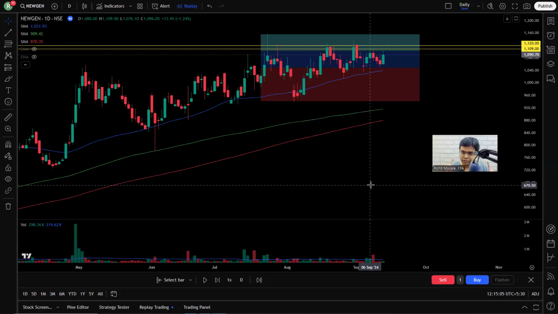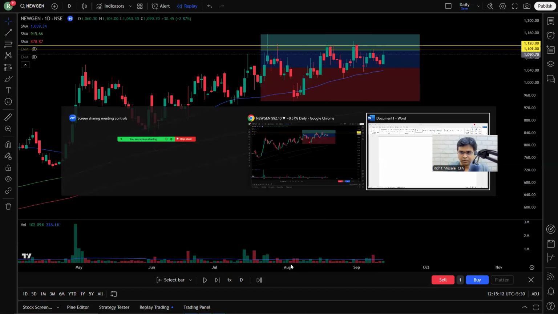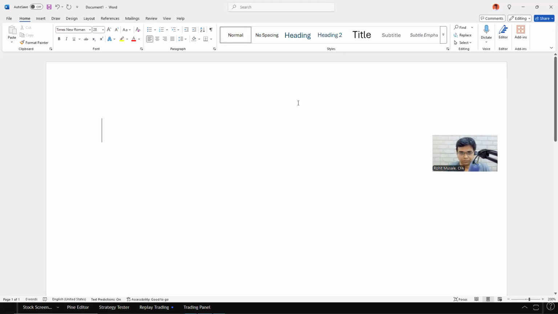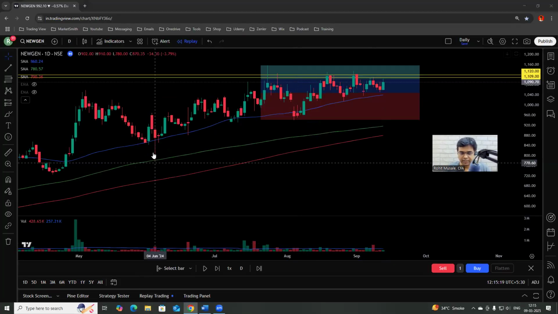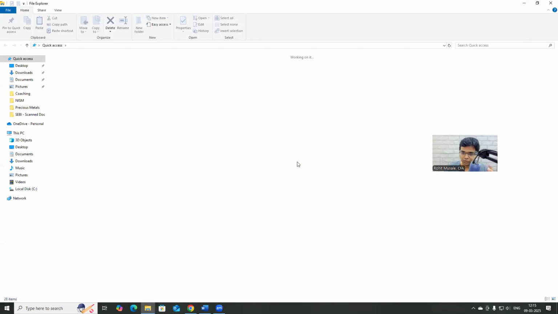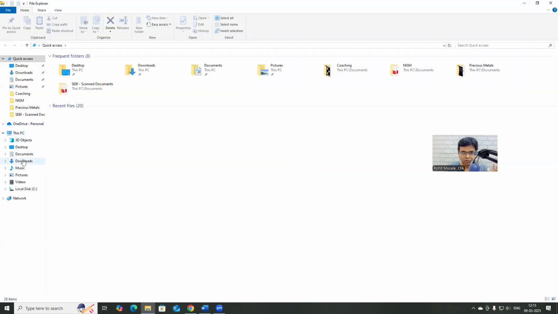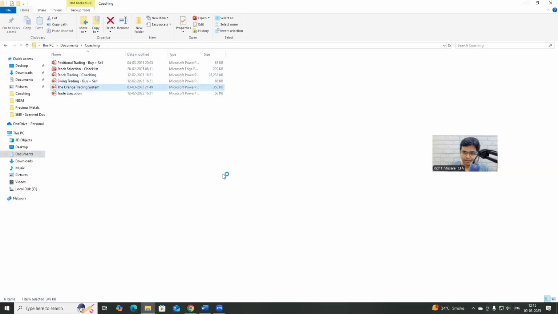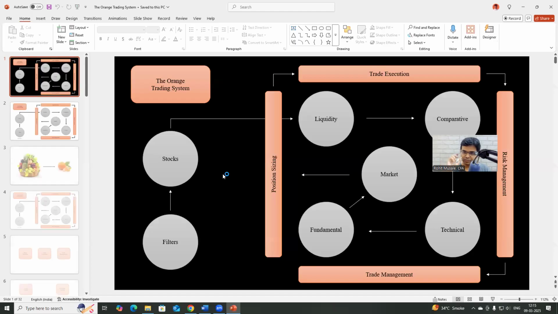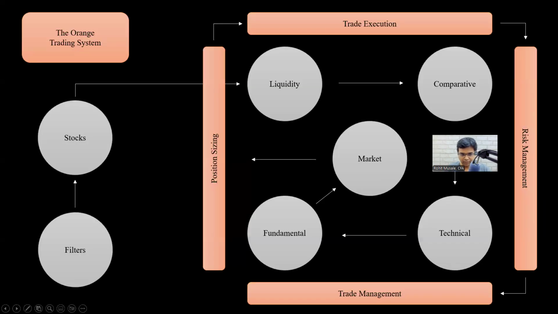Because remember, in the orange trading system, after you place the trade, the next part is risk management. So let me open that for you so that it becomes easy for you to understand. The orange trading system framework is something that I show to all of my subscribers almost in every video. So let me go there. The orange trading system allows me to give you context. So let me open this. Have a look at this.